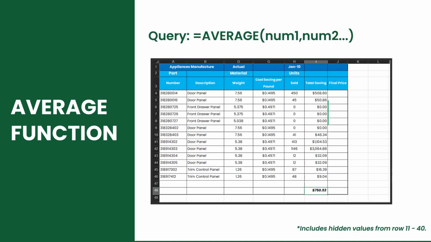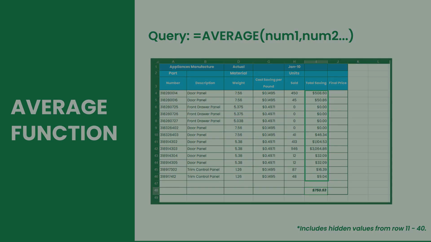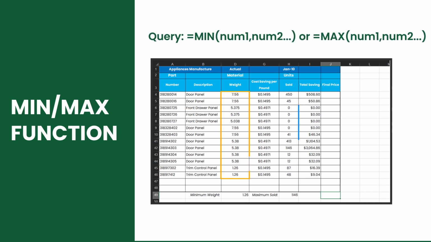Next is the average function. This returns the average of the values supplied in the arguments. Next are the min and max functions. These functions return the maximum and minimum values of a range of cells supplied in their arguments.